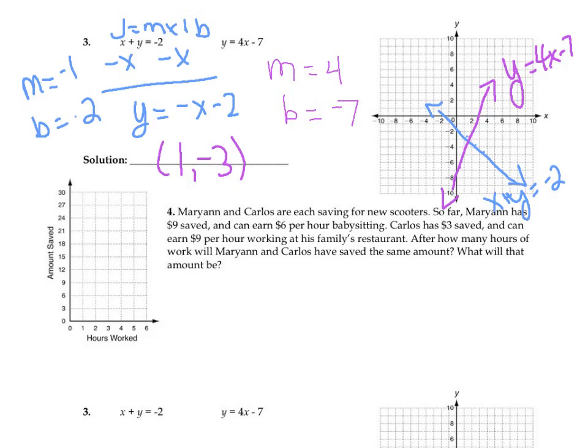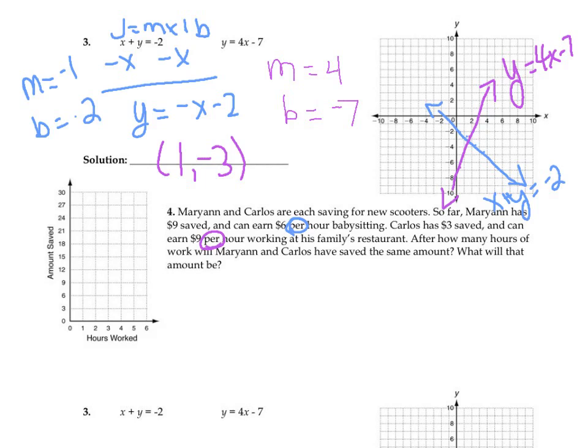Okay. Question number 4 says, Marianne and Carlos are each saving for new scooters. So far, Marianne has saved $9 and can earn $6 per hour babysitting. So right away, I'm thinking, oh wait, that's probably going to be my slope because it's how much she's earning per hour. Carlos has saved $3 and can earn $9 per hour. After how many hours of work will Marianne and Carlos save the same amount? What will the amount be?